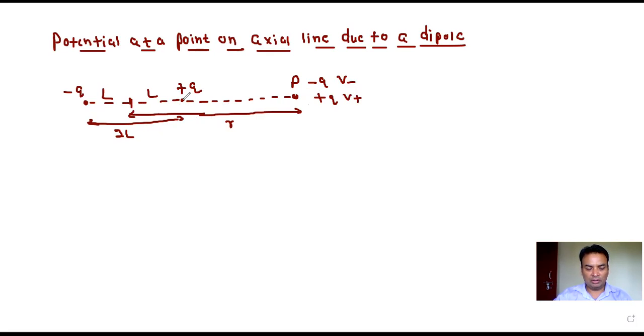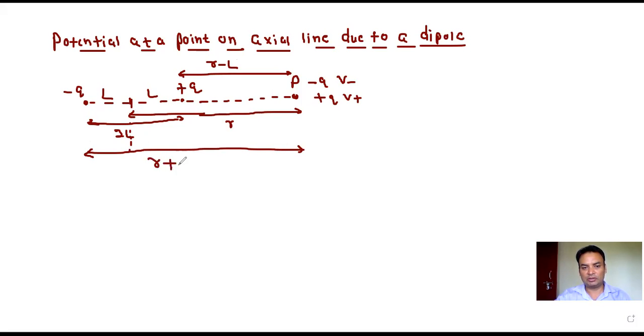Now I can find the distance of this plus Q charge from this point P. So the distance of this plus Q from point P will be R minus L, because the total distance from the center is R, and if we subtract this L, the remaining distance is R minus L. Now, what is the distance of minus Q charge from the point P? That is so easy, it becomes R plus L, because up to here it is R and then it is L. So this becomes R plus L.